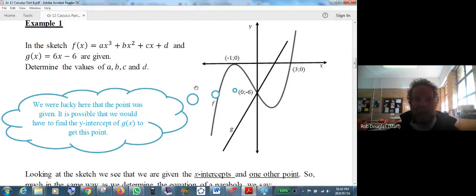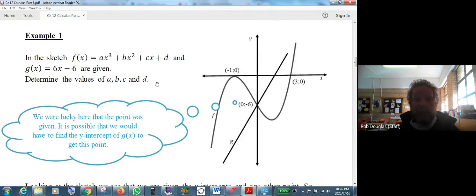When x is 0, y is minus 6. We've got the y-intercept of the line. It looks like the y-intercept of the cubic function. That means when x is 0, this d must be minus 6. We can get d without doing very much work at all.